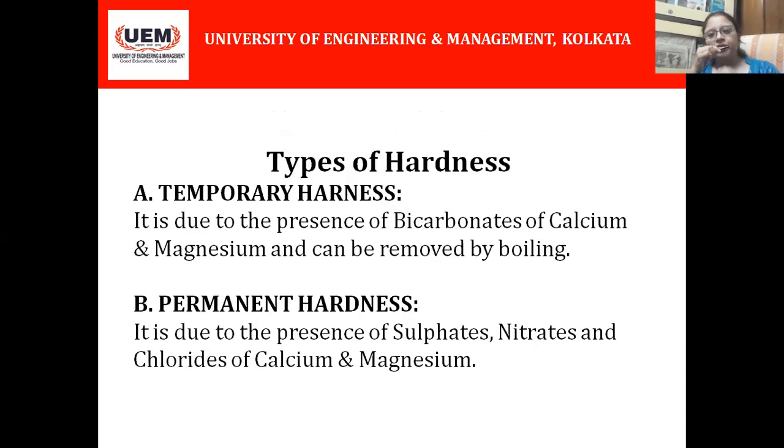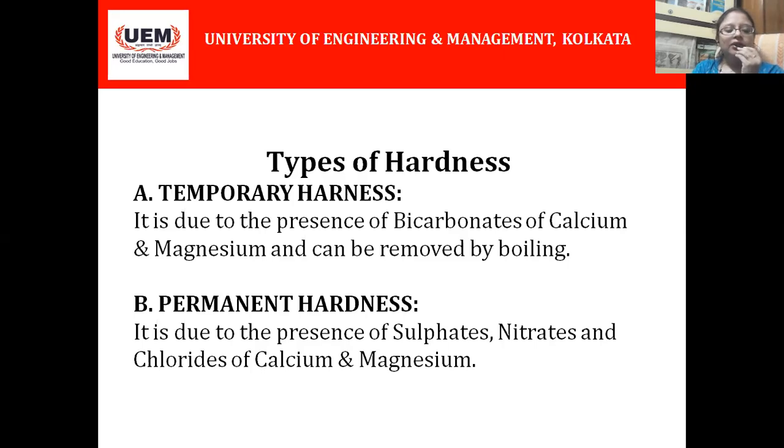Now there are two types of hardness. One is temporary hardness, one is permanent hardness. Temporary hardness comes due to the presence of bicarbonate salt. Why is it called temporary? Because by simple boiling, you can eliminate this type of hardness. If you boil the temporary hardness water, then the bicarbonate will convert to carbon dioxide and you will get normal water. So you can remove this kind of hardness by simple boiling. So it is called temporary hardness.